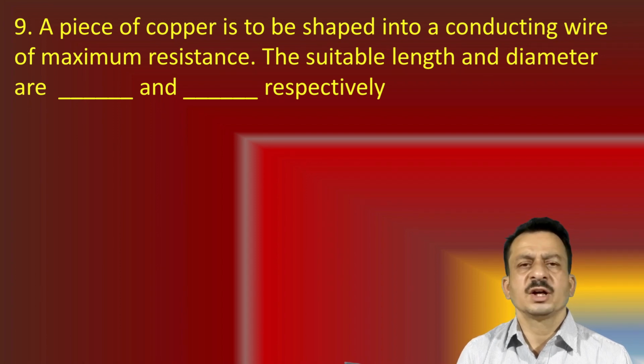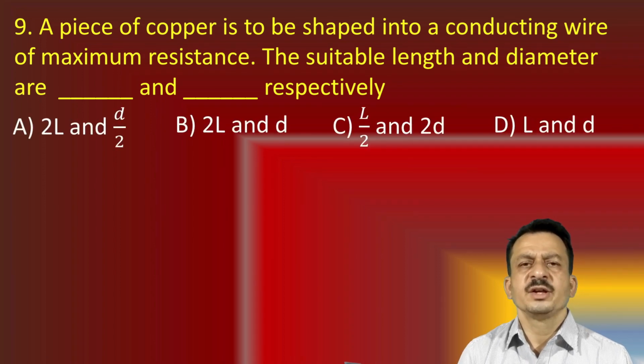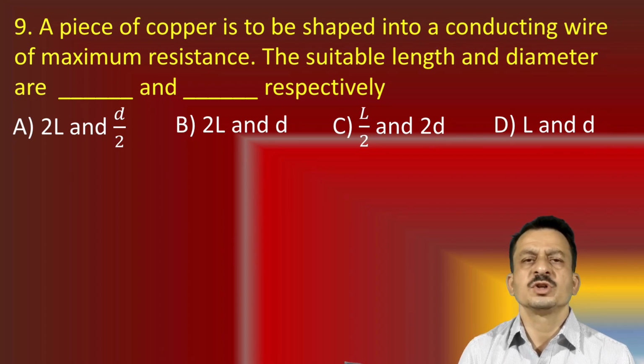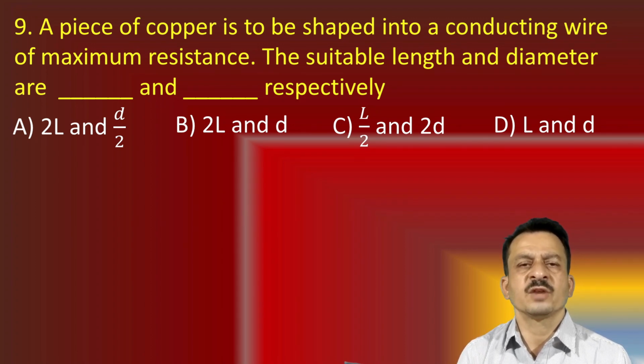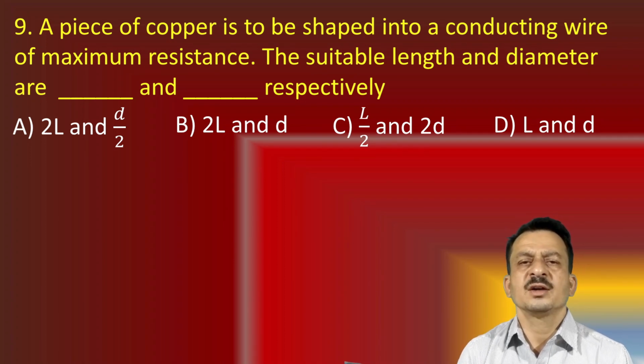We know that resistance of a conducting wire is directly proportional to the length and inversely proportional to the area of cross section. Now the options are A: 2L and D by 2, B: 2L and D, C: L by 2 and 2D, and D: L and D. Resistance is directly proportional to the length and inversely proportional to the area of cross section, or the square of the radius or the square of the diameter. So that means L should be larger and D should be smaller.